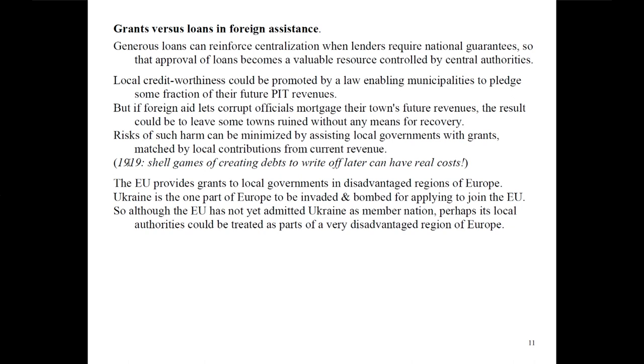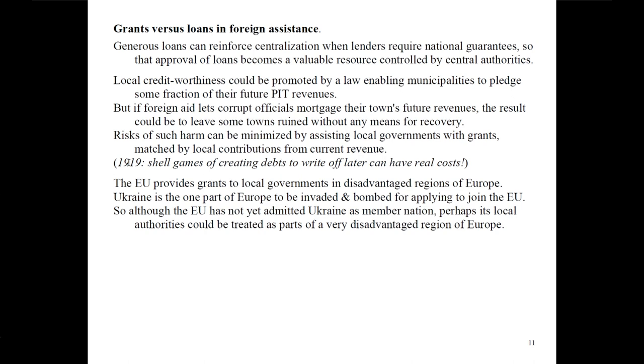Local creditworthiness could be promoted by a law in a non-political way that enables municipalities to pledge some fraction of their future personal income tax revenues. But if that's a significant fraction, then we raise the possibility that foreign aid in some town somewhere could end up allowing some corrupt officials to mortgage the future of their town's revenues, then running away with the proceeds.